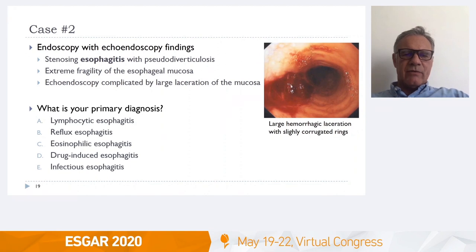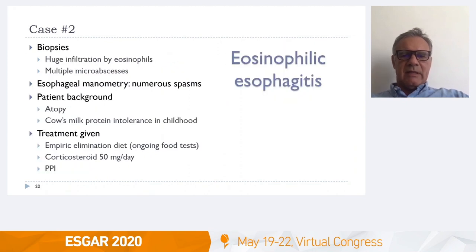So now let's take a look at the answer. It was eosinophilic esophagitis. At biopsies, we have a huge infiltration by eosinophils with multiple microabscesses. Esophageal manometry identified numerous spasms, and when asking the patient, we found that the patient was typically atopic, and we found a cow's milk protein intolerance in childhood.